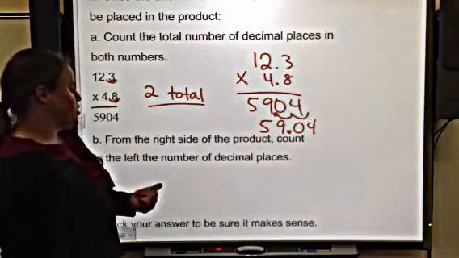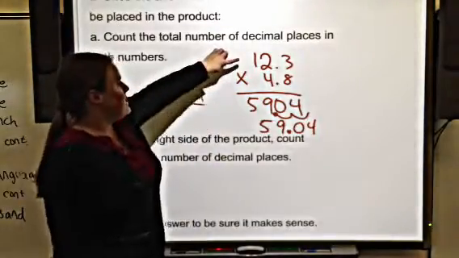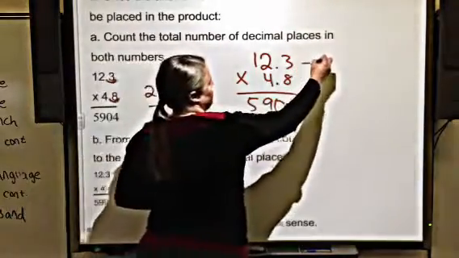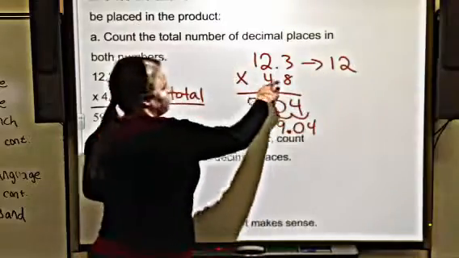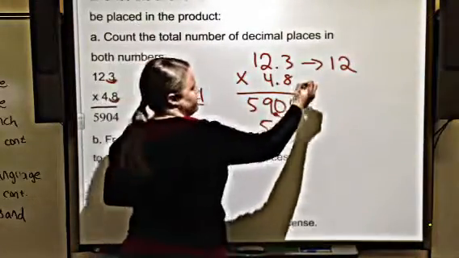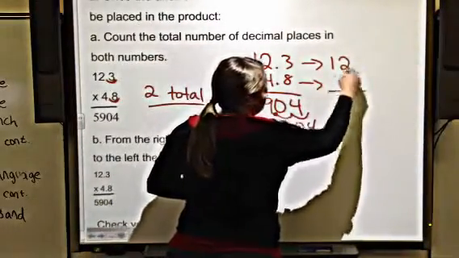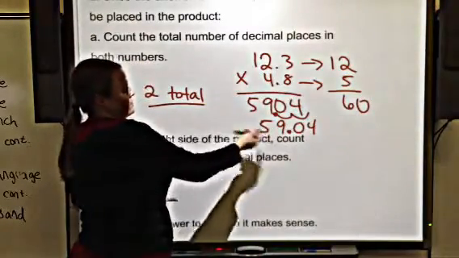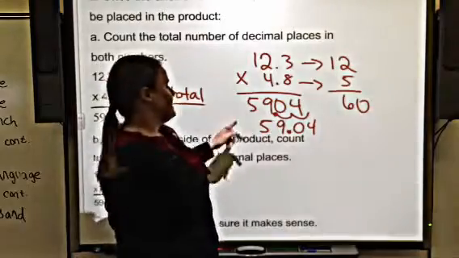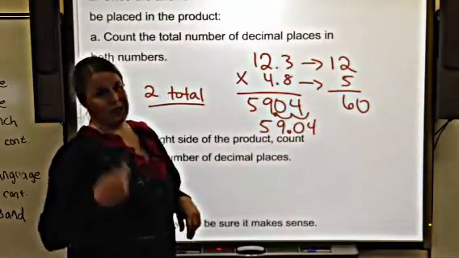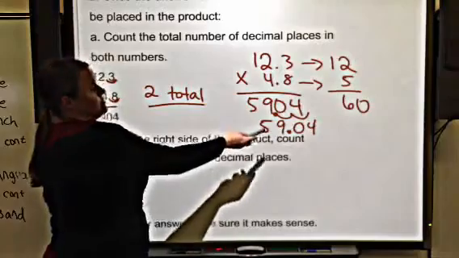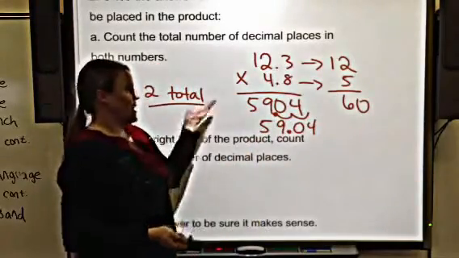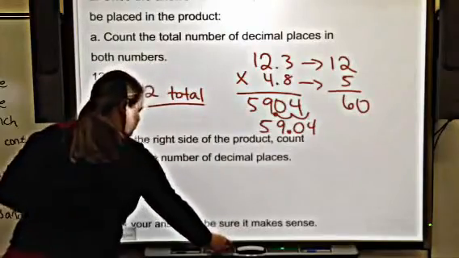Finally, check your answer to be sure it makes sense. So if I had taken my number originally and said 12 and 3/10 rounds, estimated, to 12, 4.8 rounds to 5, I know that 5 times 12 is 60, and 60 is close to 59 and 4/100ths. So that tells me my answer does make sense. So it's important to make sure they do make sense, because if we didn't add our decimal in, my answer would have been 5,904, and that obviously wouldn't work.